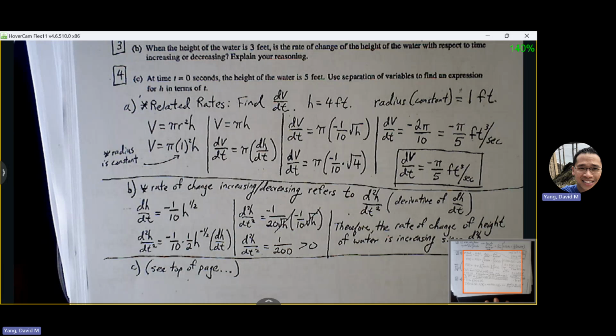So we find the derivative. Now we can plug in everything that we need to use, and then we can solve for dV/dt. It comes out to negative pi over 5 cubic feet per second.